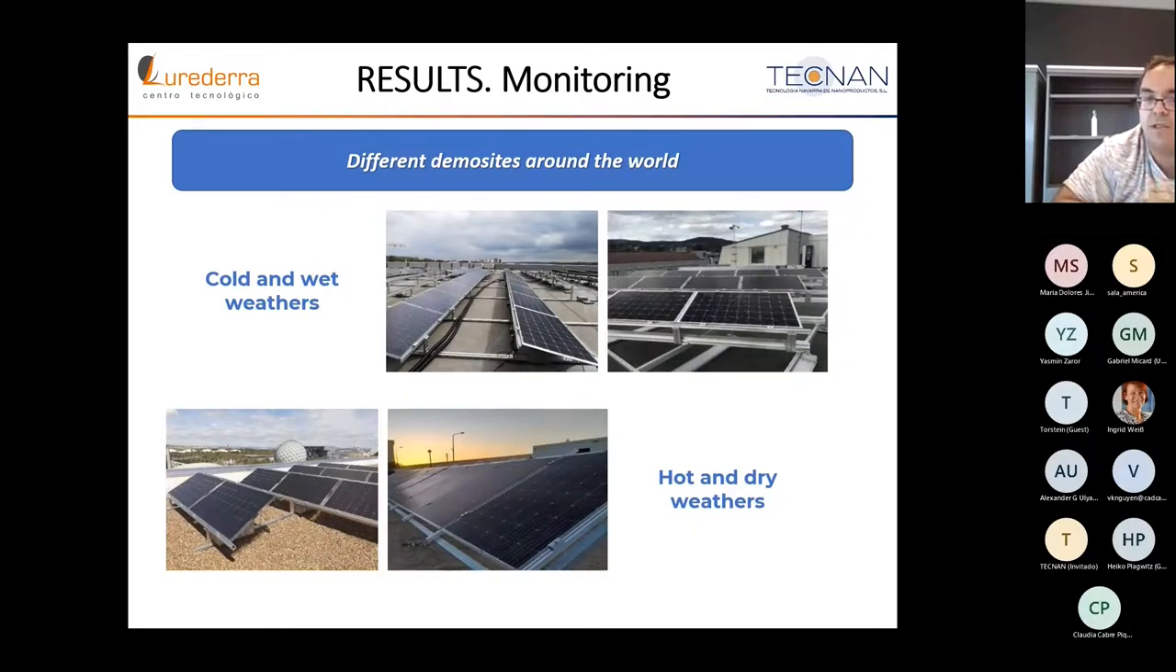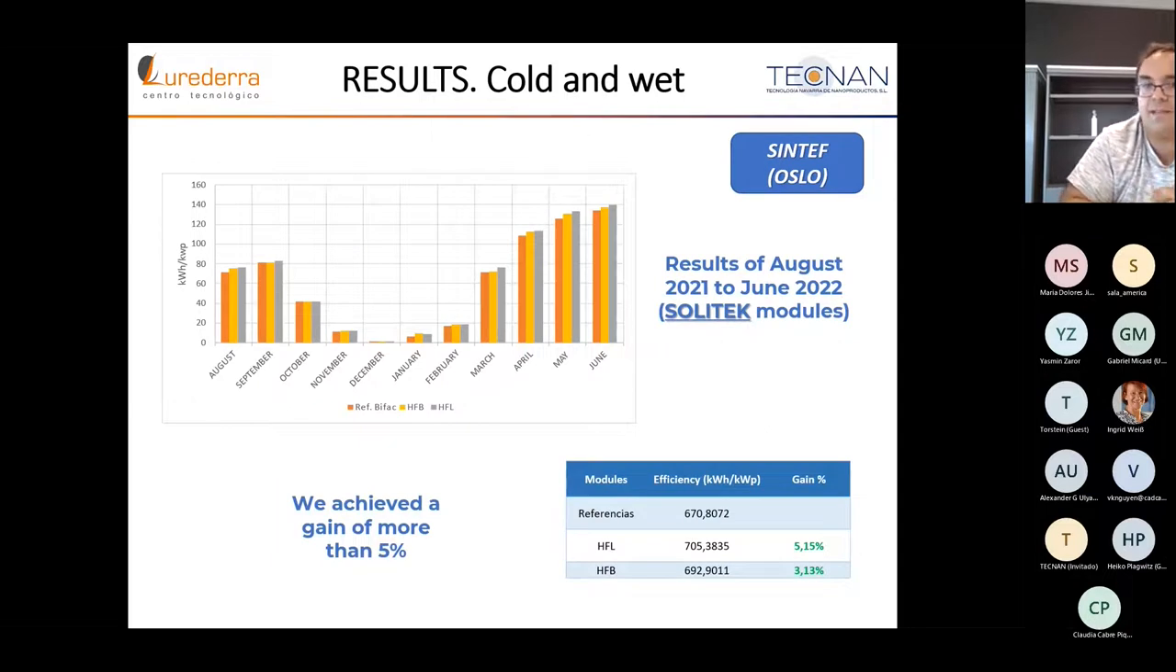So during the project, we are monitoring the coatings in very different demo sites around the world. We analyze the performance of the coatings in cold and wet weather, like Oslo in Norway and Vilnius in Lithuania, but also in hot and dry weather, like Sevilla or Toseur in Tunisia. The results that we can achieve in this first year of monitoring during the project are very promising.